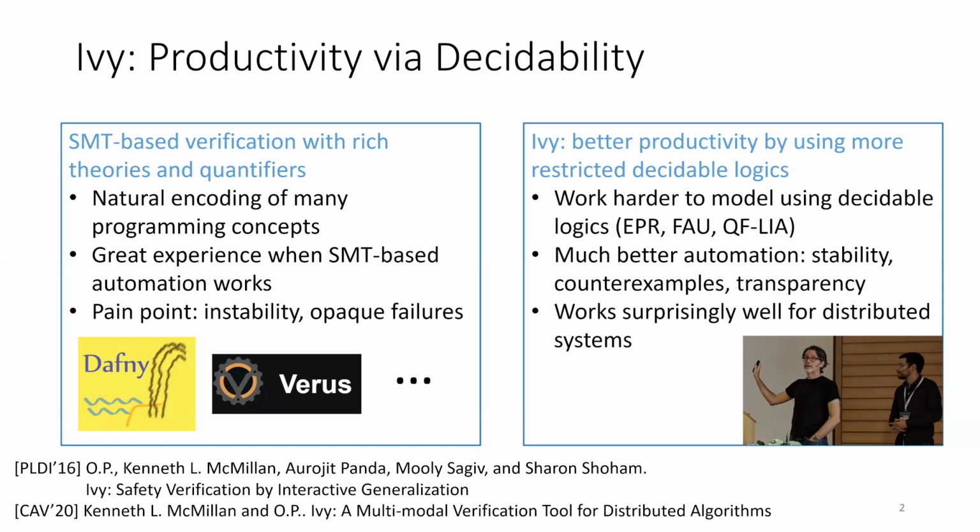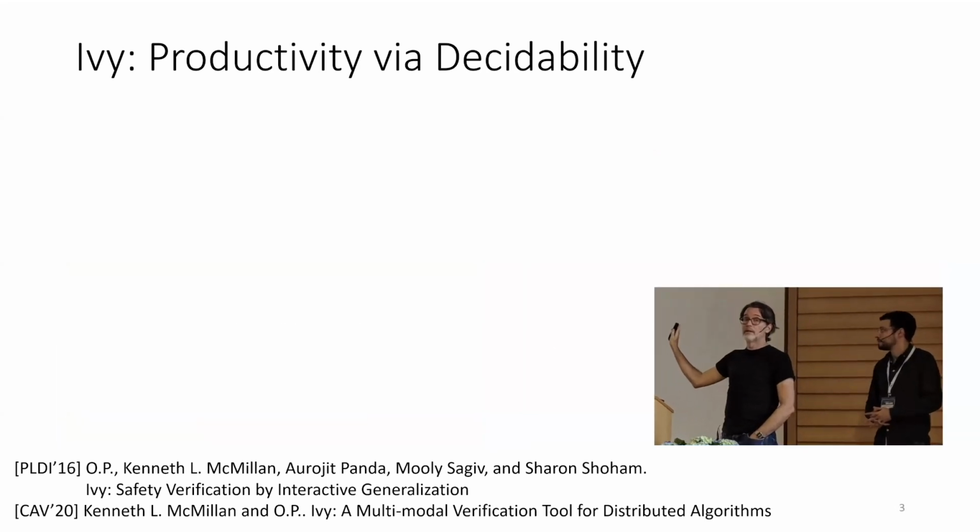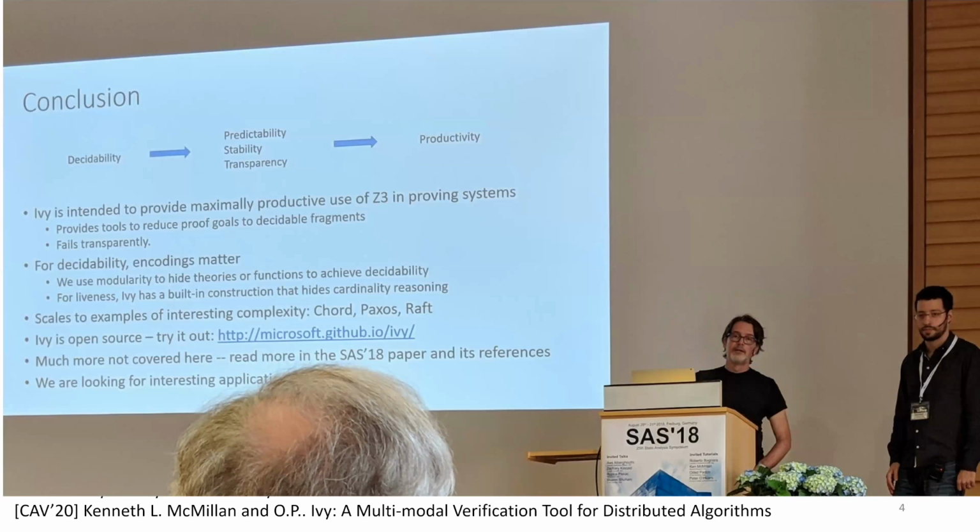So this picture here is from a presentation we both gave at the Symposium on Static Analysis in 2018. And I think the conclusion slide from that talk still applies, that we use decidability in order to get productivity. It's a way to make productive use of automated theorem provers like Z3. And for decidability, of course, encodings matter. Over the years, we've had encodings of many interesting distributed systems and also liveness properties.